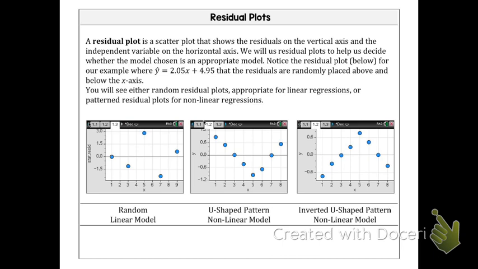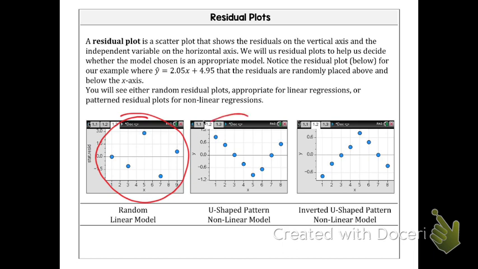So notice the residual plot below for our example where y hat was equal to 2.05x plus 4.95, and the residuals are randomly placed above and below the x-axis. So we can see here that there's no pattern going on. We have some above the x-axis, some below the x-axis, and we even have one that's on the x-axis there. So that's what we're looking for.